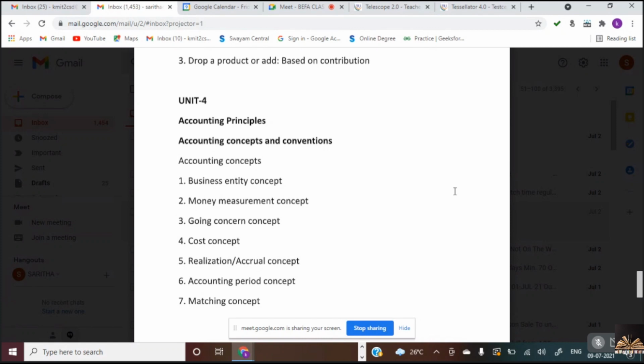Revenue is nothing but the income, the total income or the receipts of the company. Either it may be sale proceeds or the other incomes that the company gets. So that is known as revenue.